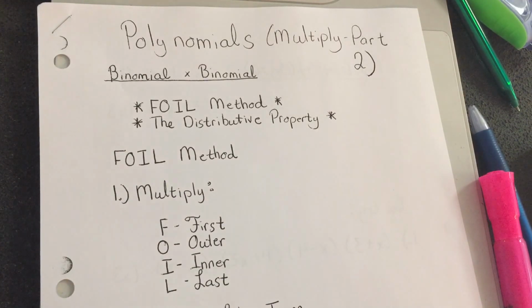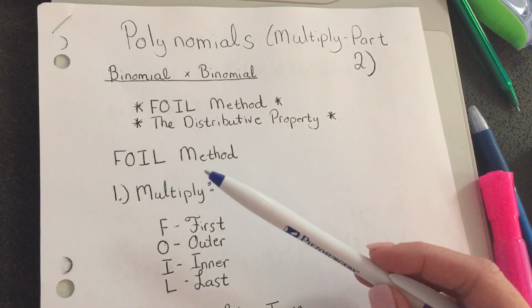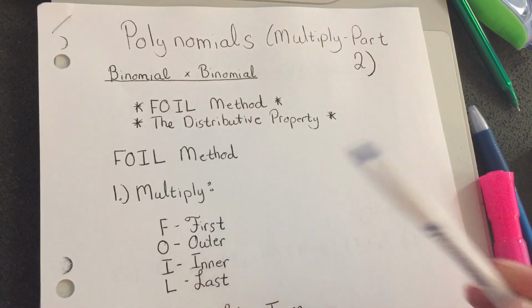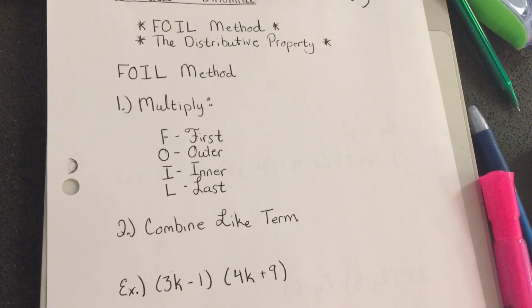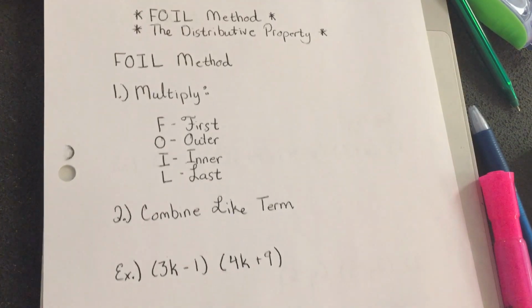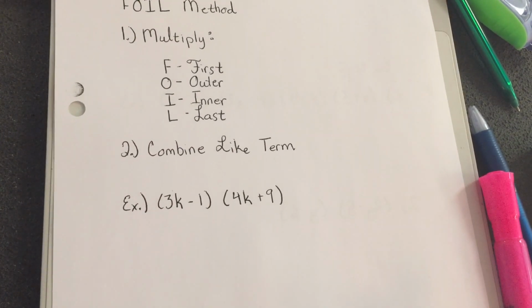The FOIL method means you multiply in this order: first, outside, inner, or inside, and last. If I ever say the FOIL method, I always talk about first, outside, inside, last. And then after you do that, you're going to combine like terms. So how does this look?